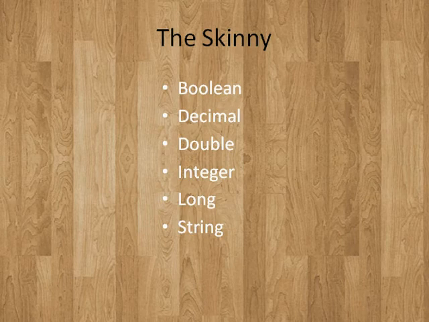We're looking at the Boolean, it all depends on where you're from as to what you're going to call it, the decimal, the double, the integer, the long, and the string. Well, this is all good. Now, let's take a look at them closer. I'm actually going to go from the easiest to the hardest. So, which is easy?